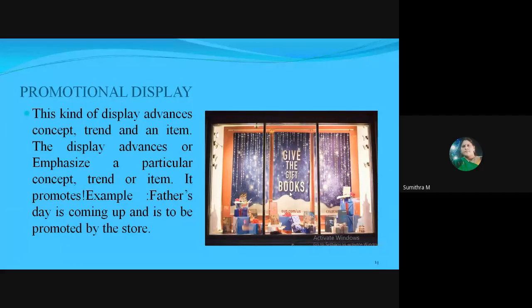Promotional display. A promotional display emphasizes a particular concept. You can select any type of concept. Here in this picture, I have shown the concept as books and gifts. Books which are used for gifting purposes are all packed in a gift form. This is one type of display which comes under the types of display.